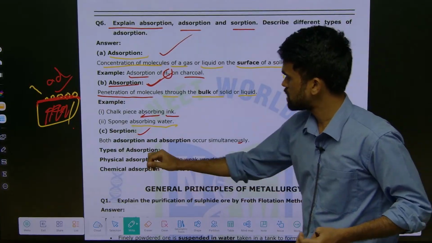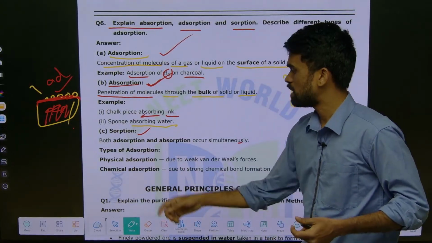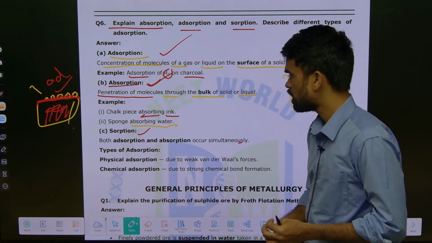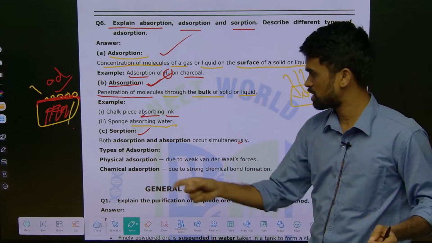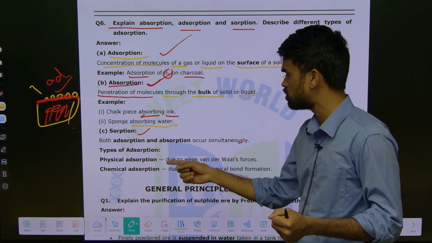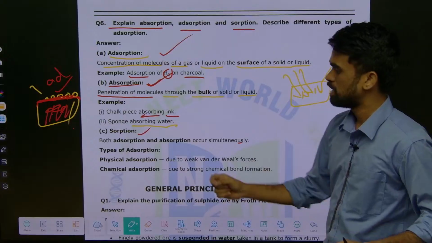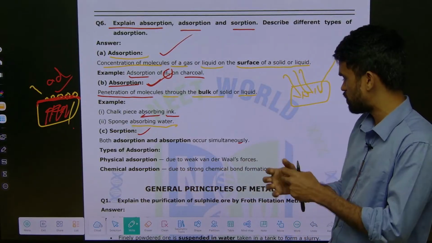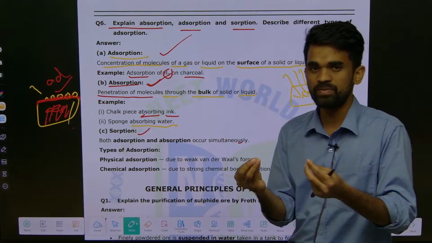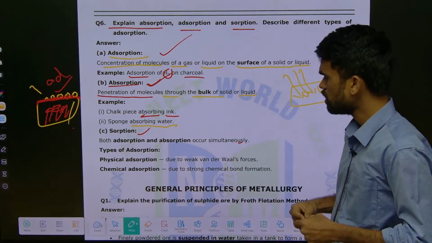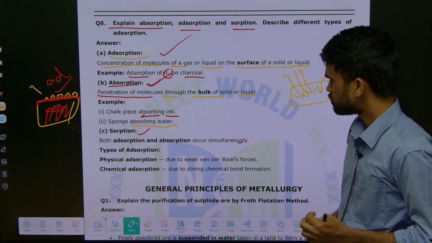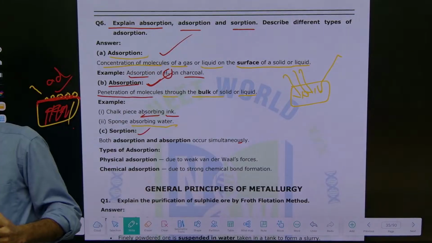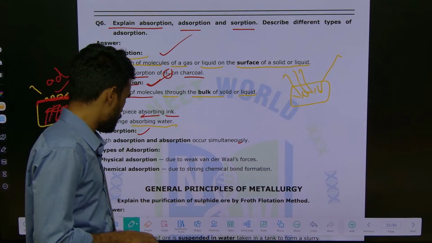Now, we just discussed the different types of adsorption: physical adsorption, physisorption, and chemical adsorption, chemisorption. Physical adsorption is due to weak van der Waals forces, whereas chemical adsorption is due to strong chemical interaction between the dispersed phase and dispersed medium. Whatever we discussed is very important from your IPE exam point of view.